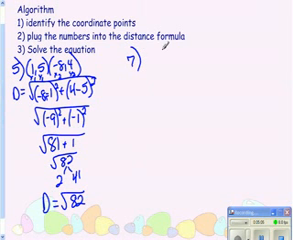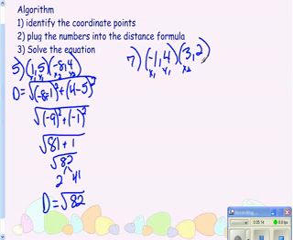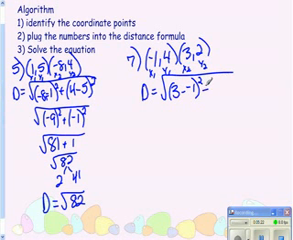Number 7. We have negative 1, 4, and 3, 2. This is x1, y1, x2, y2. Distance is x2, which is 3, minus x1, negative 1, squared.